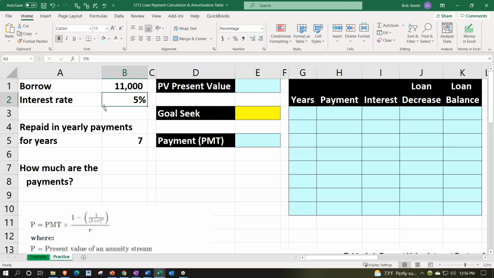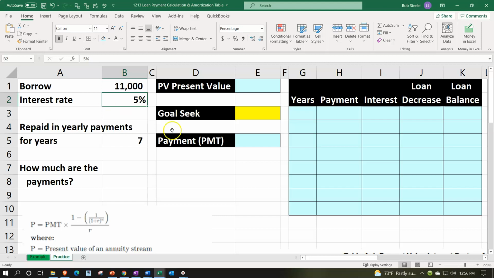Oftentimes we don't repay yearly, we repay monthly. We will take a look at monthly repayments, but that's a little bit more of a twist in our calculations, so we'll look at that in a following presentation. We'll start off here with yearly repayments. This would be applicable to a home loan or something like that, which is often paid off in installments, once again monthly usually, but a similar concept.